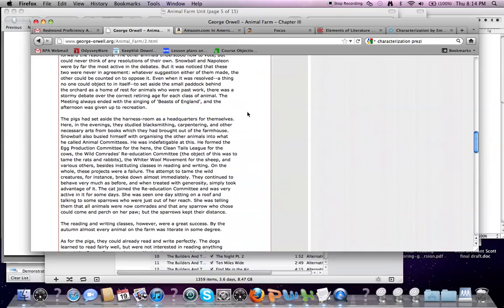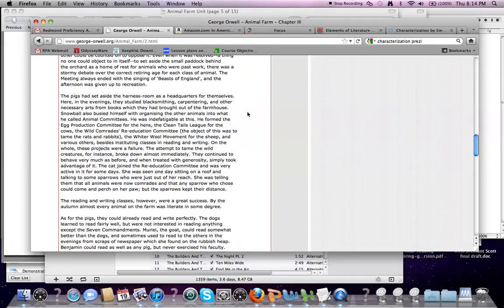In chapter 3, we learn a few things that maybe don't seem very fair to the other animals. The pigs seem to be creating a separation between them and all the other animals. For example, right here: the pigs had set aside the harness room as a headquarters for themselves. Here, in the evenings, they studied blacksmithing, carpentering, and other necessary arts from books which they had brought out of the farmhouse.